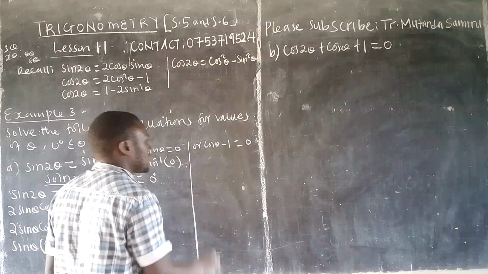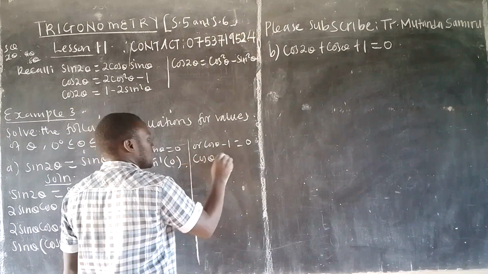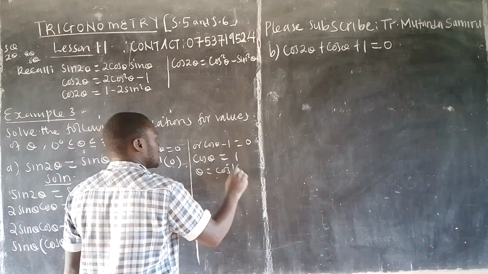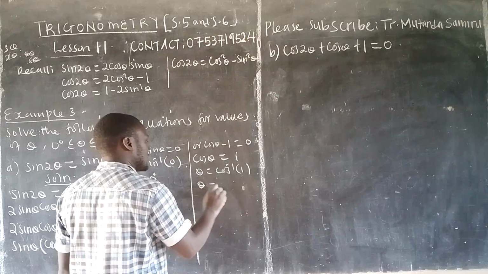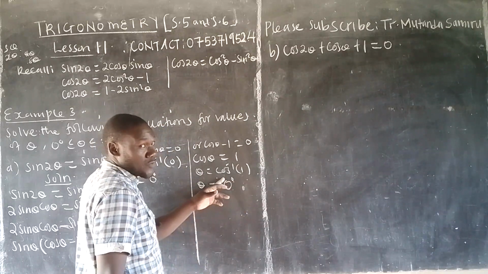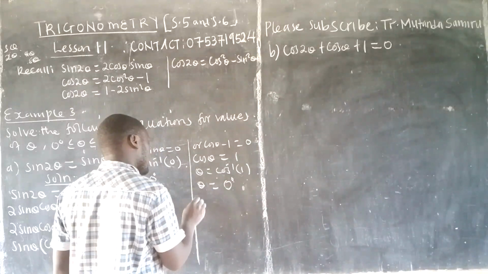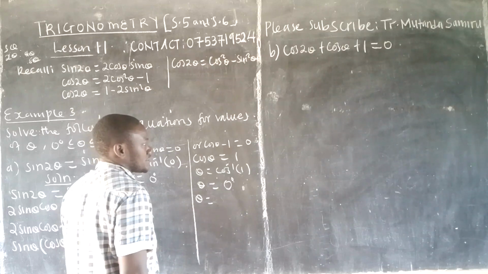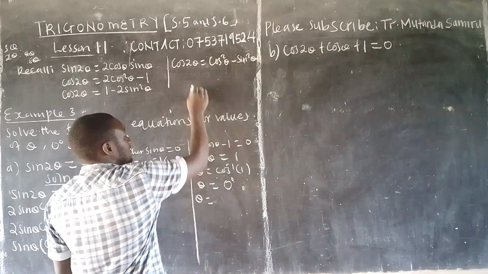So come to this. Find that cos theta is equal to 1, collecting like terms. So theta will be equal to cos inverse of 1. And now theta is equal to cos inverse of 1, which is 0. Do it on a calculator, but the calculator must be in degrees.